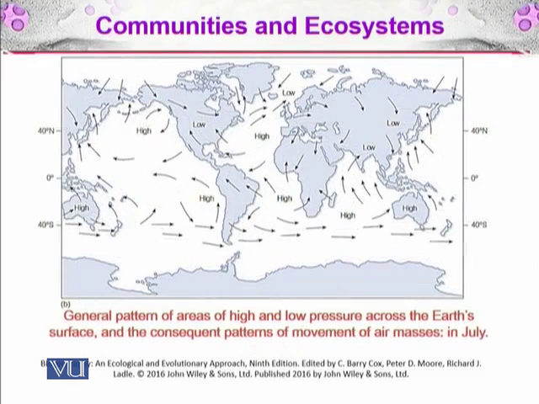In the next diagram, you can see the general pattern of areas of high and low pressure across the Earth's surface, and the consequent patterns of movement of air masses in July. In July, East Africa, Madagascar, and India are all getting air containing a high amount of water vapor, which goes onto the plains and brings heavy rains in August and September. These are called monsoon rains, and you can see the other generalized patterns of how the winds move during July on the whole globe.